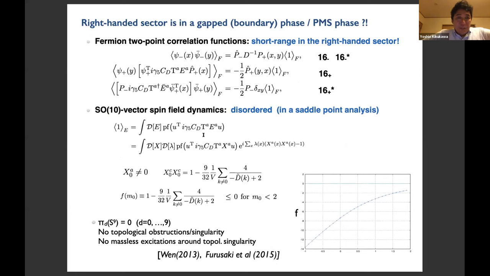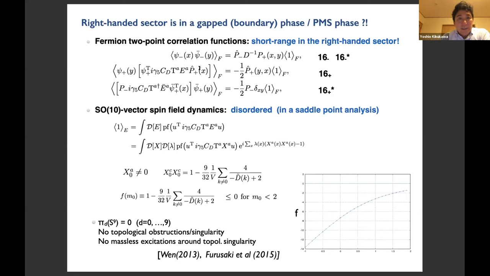For fermions, we can derive the Schwinger-Dyson equation. By examining the Schwinger-Dyson equation for the left- and right-handed fields, as I said, we can derive these three results. The two-point function of the left-handed field is given by the inverse of the Dirac operator, so this correlation has a long range correlation. But in the left-handed sector, we expect massless fermions. It is a reasonable result.